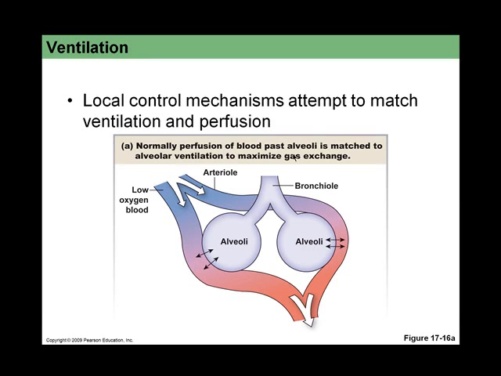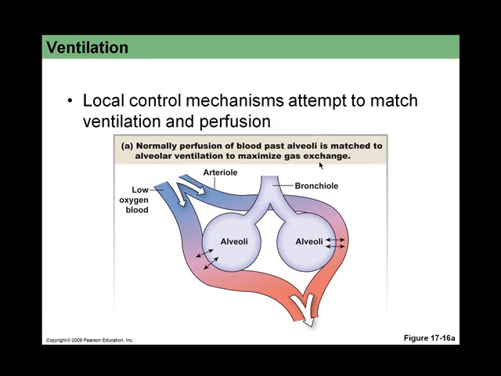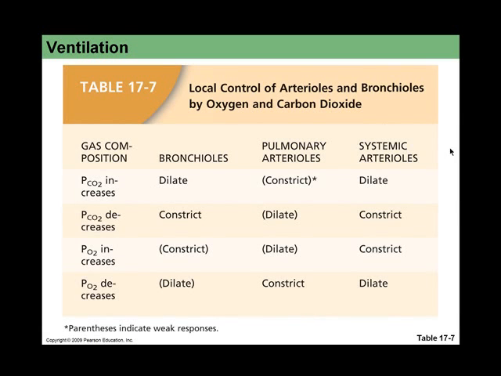So normally perfusion of blood past the alveoli is matched to the alveolar ventilation to maximize the gas exchange. So we see the arterioles coming in. And remember, we're going to have a high PCO2 here and a low PO2. So when we think of the arteriole coming to the alveoli, it's the opposite of what's coming to the systemic circulation after the lungs, right? So we go back to this table. What's being delivered here in the arterioles is a different blood than what is being delivered in the pulmonary arterioles.